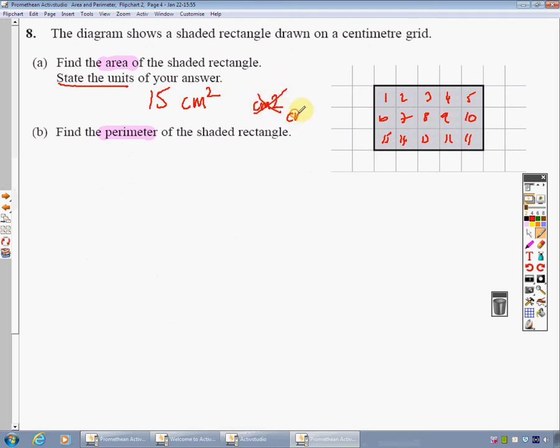Find the perimeter of the shaded triangle. P, perimeter, prison, walking around that prison fence because you can't get out. Like walking around the exam because you can't get out. But it's around the outside. 1, 2, 3, 4, 5, 6, 7, 8, 9, 10, 13, 14, 15, 16. 16 centimeters.